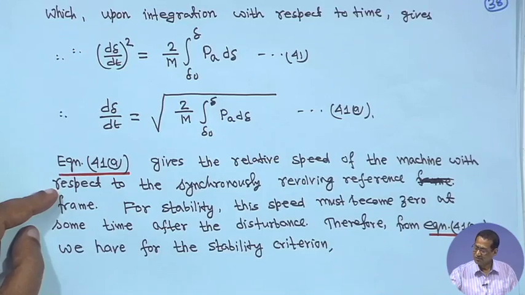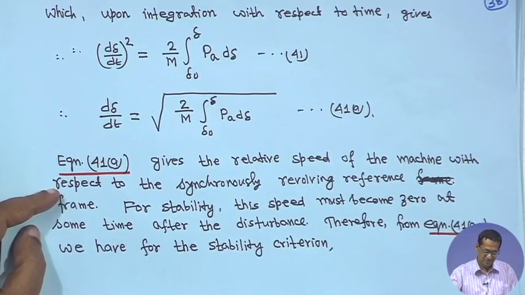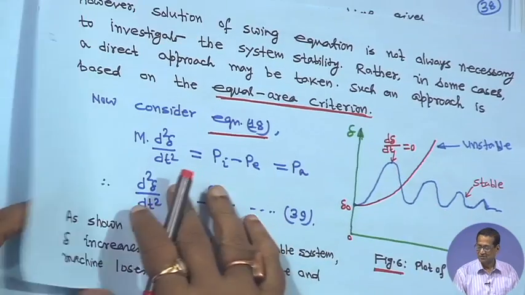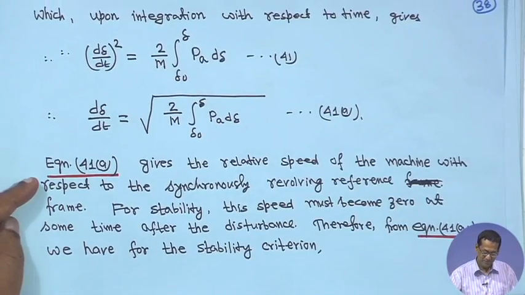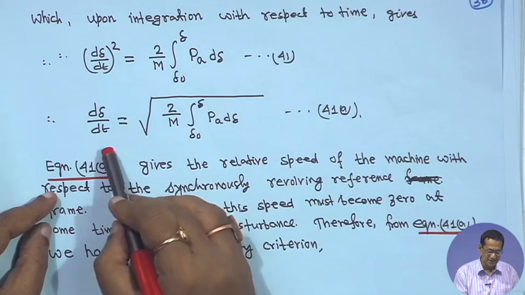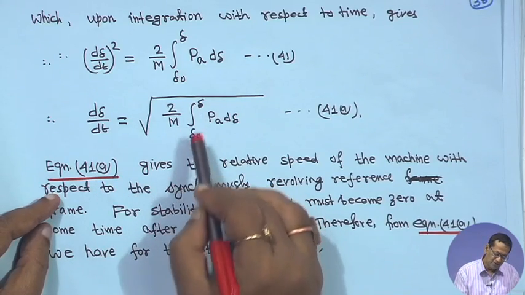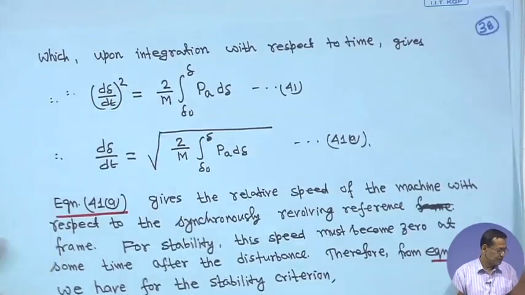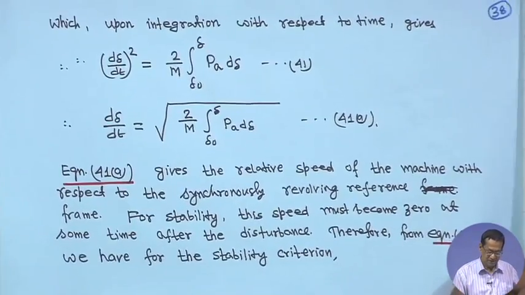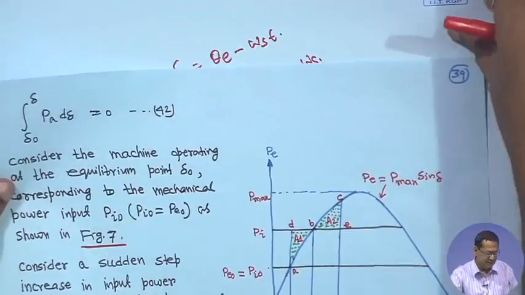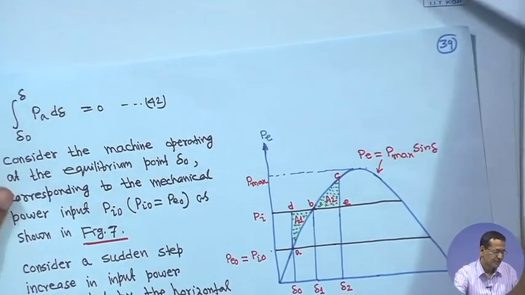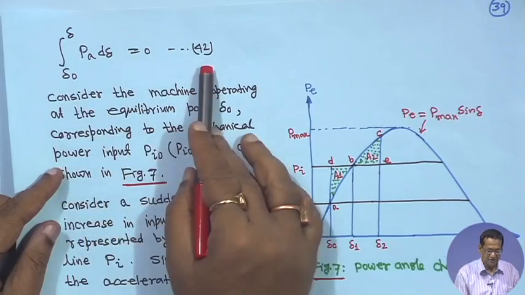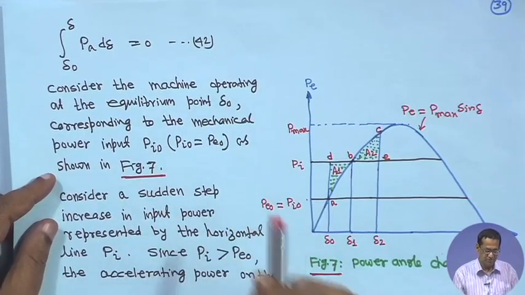I showed this graph that for stability somewhere dδ/dt has to be 0. So, in that case, from equation 40, if dδ/dt is 0, then the integral from δ0 to δ of P_a dδ can be written as 0. Therefore, we can write that the integral from δ0 to δ of P_a dδ is equal to 0, say this is equation 42.